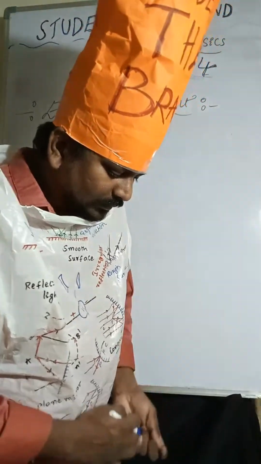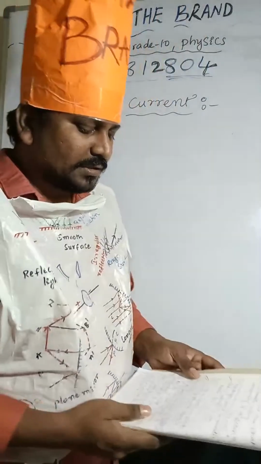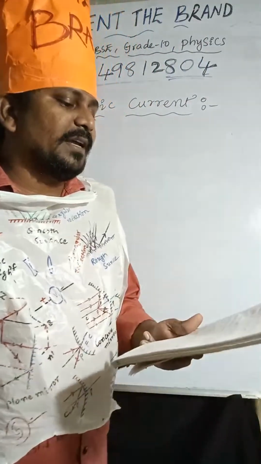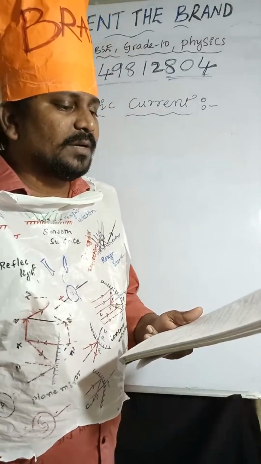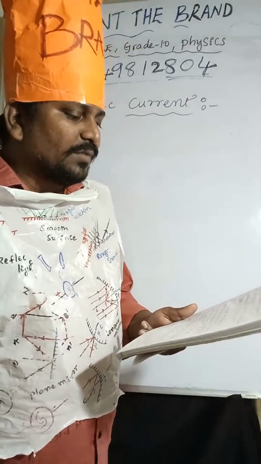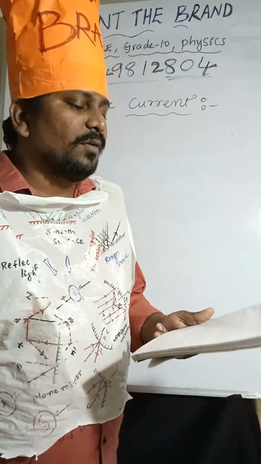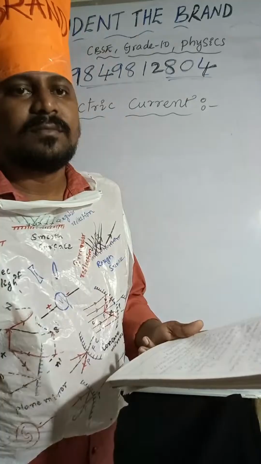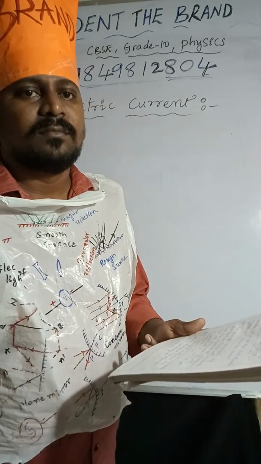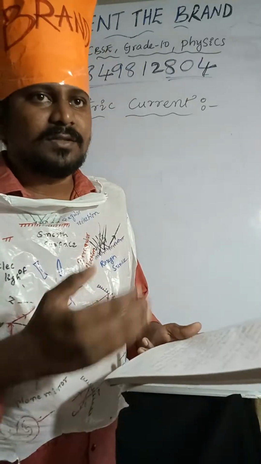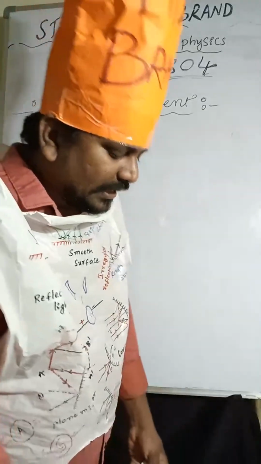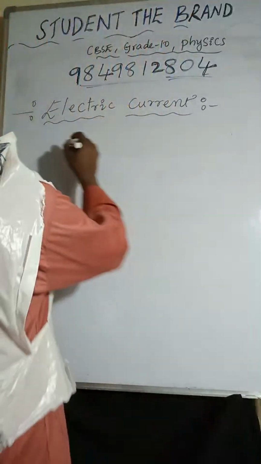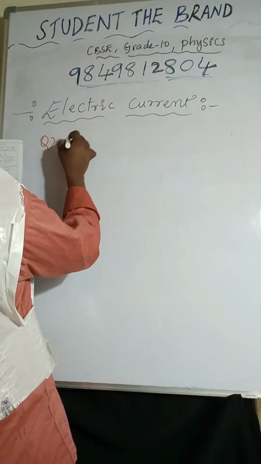Now, I'll go to the remaining questions. The charge possessed by an electron is 1.6 into 10 power minus 19 coulomb. Find the number of electrons that will flow per second to constitute a current of 1 ampere. Okay, so this is very, very important. I'll write the question, just check once.